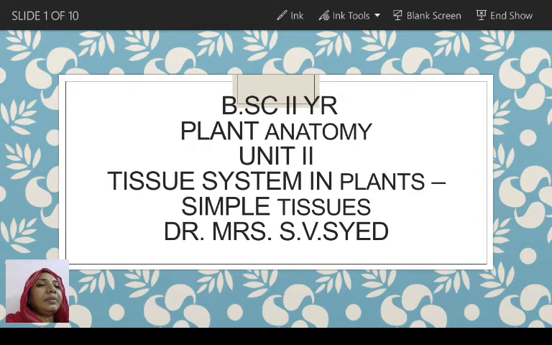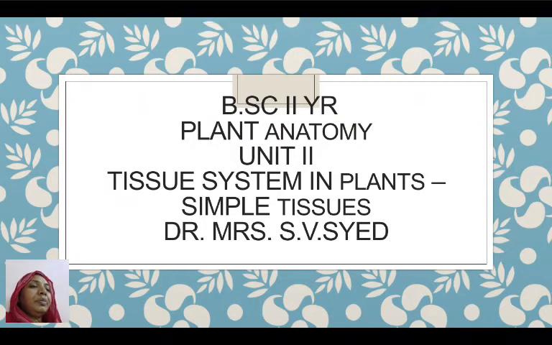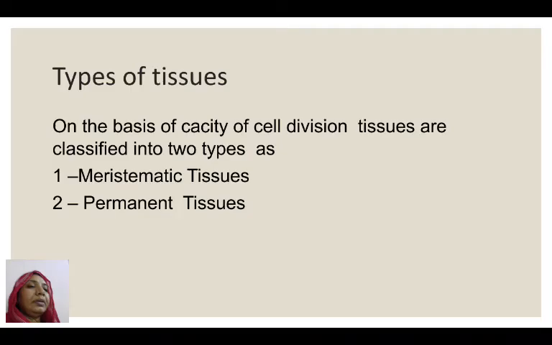In today's lecture, we will discuss BSc second year theory paper number 6, Plant Anatomy. In that, we will study Unit 2, Tissue Systems in Plants. Today's topic is simple tissues. Before going to this, we will take a review.